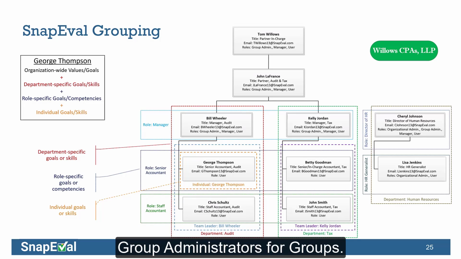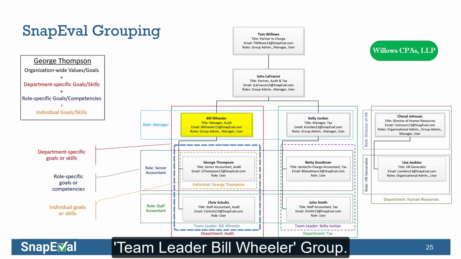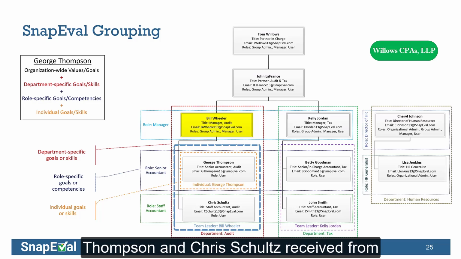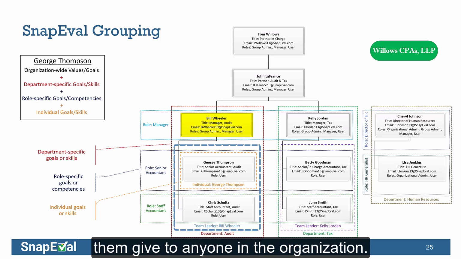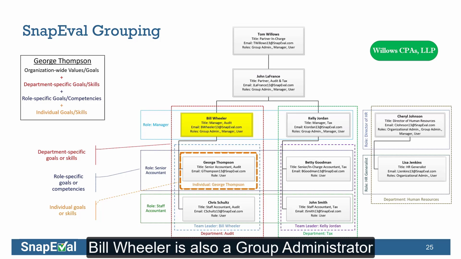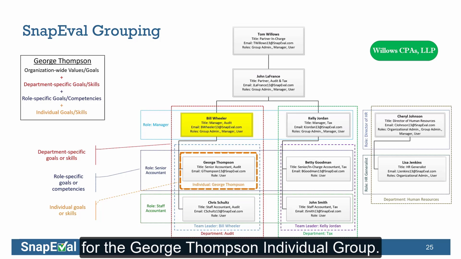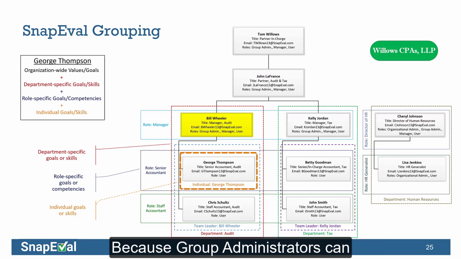Managers are often assigned as group administrators for groups. For example, Bill Wheeler is a group administrator for the Team Leader Bill Wheeler group. This means that Bill Wheeler has full visibility to all snaps that George Thompson and Chris Schultz receive from anyone in the organization, and full visibility to any snaps that either of them give to anyone in the organization. Bill Wheeler is also a group administrator for the George Thompson individual group. Because group administrators can create and update group-level goals for their assigned groups, this means Bill Wheeler can create group-level goals for the individual George Thompson group and update them at any time.